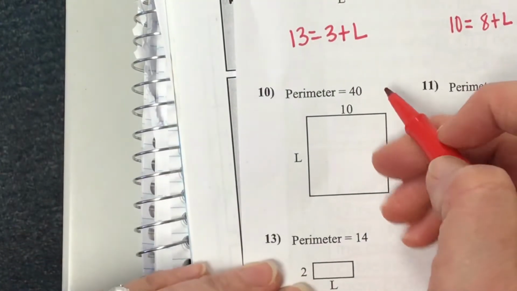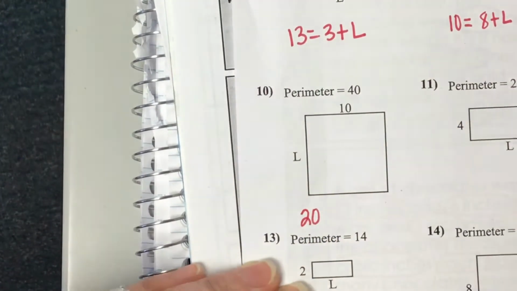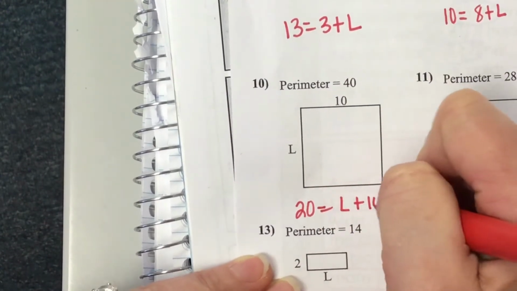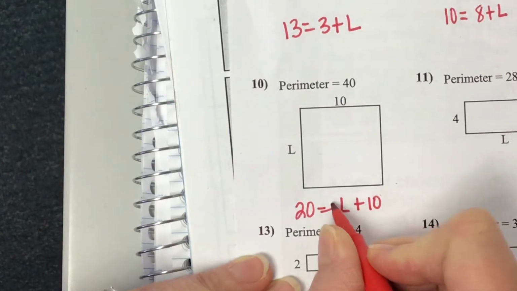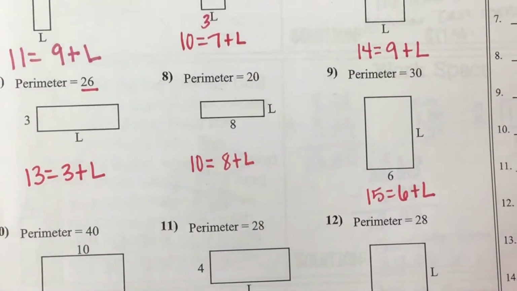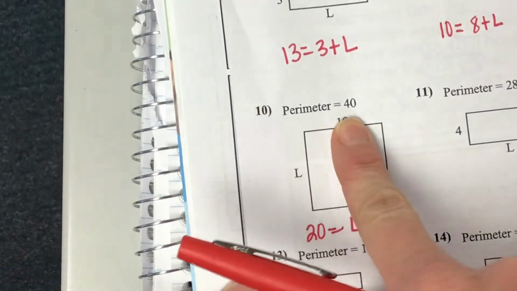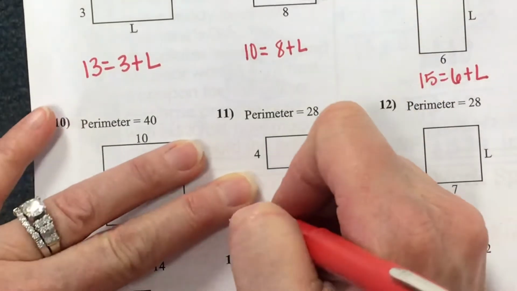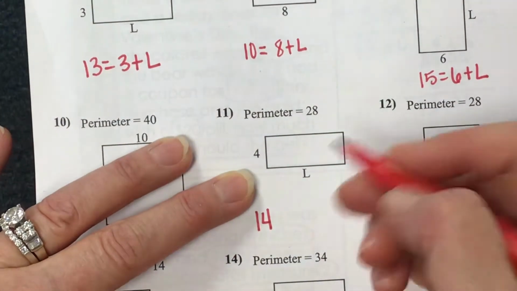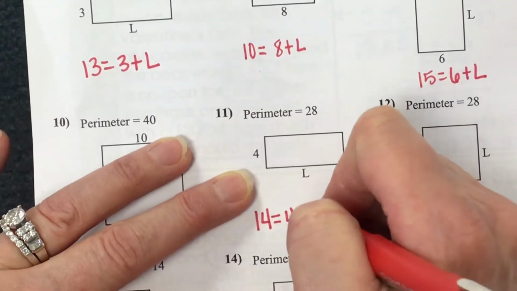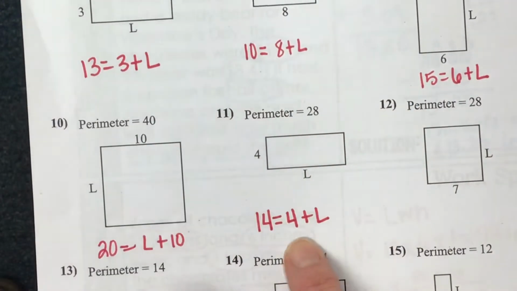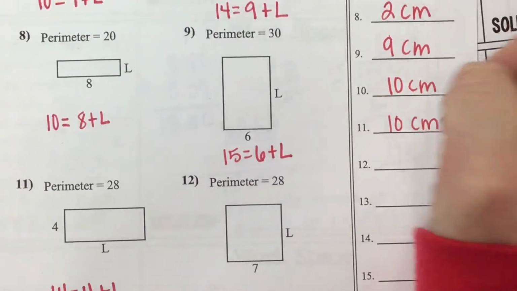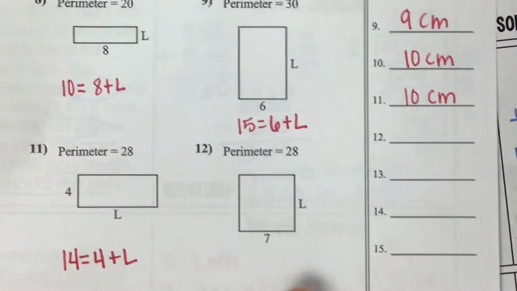Number 10. The perimeter is 40. Half of that is 20. So 20 is equal to the length plus 10. 10 plus 10 is 20. Your length is 10 centimeters. Double it to get 40. Number 11. The perimeter is 28. Half of that is 14. So 14 is equal to 4 plus the length. 4 plus 10 is 14. 14 times 2 is 28.